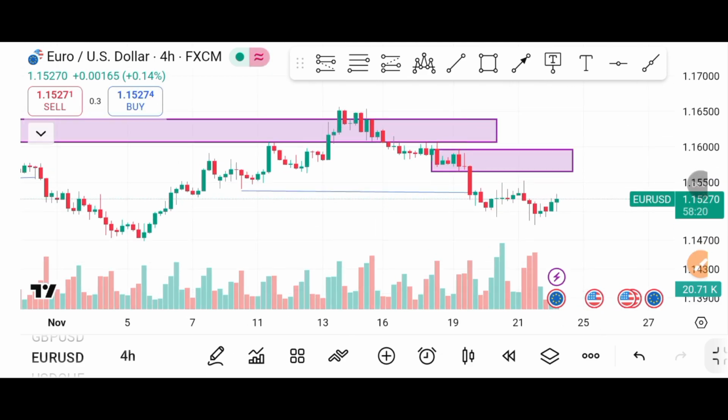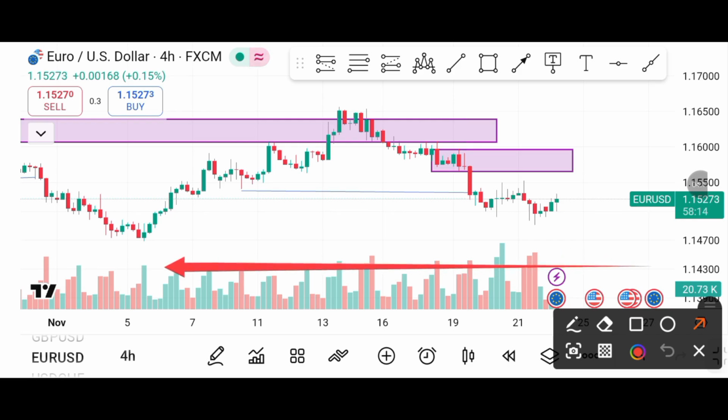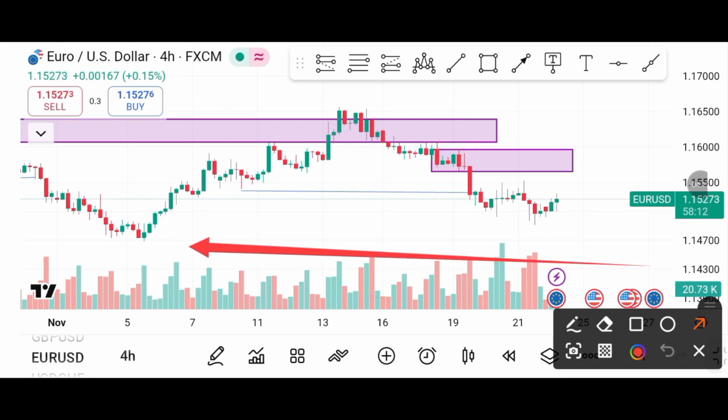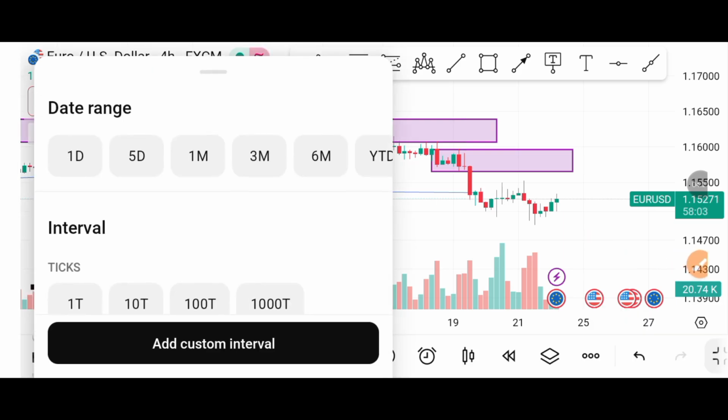So price tapping into it, pushing up to this order block and dropping further to the downside and breaking this structure. You can see this is the point of reversal, but I see price breaking it. So let's scale down to the 1-hour time frame and see what we possibly have.